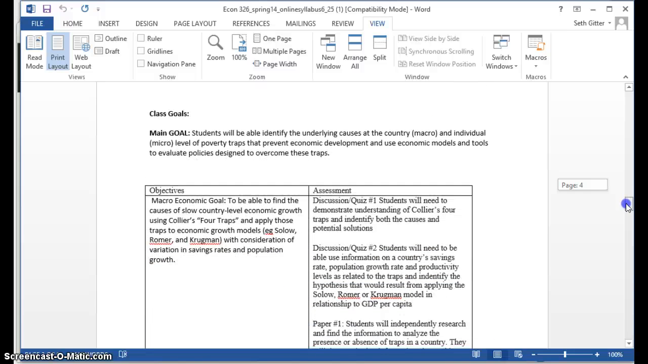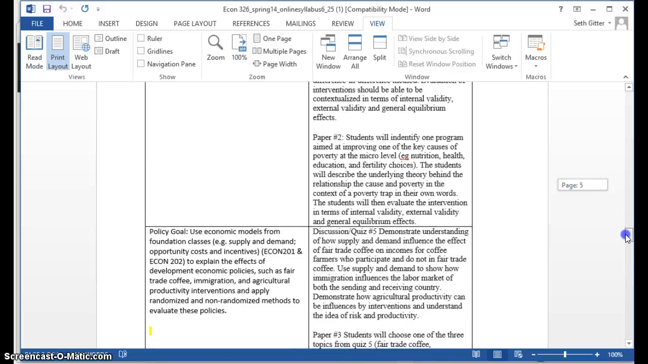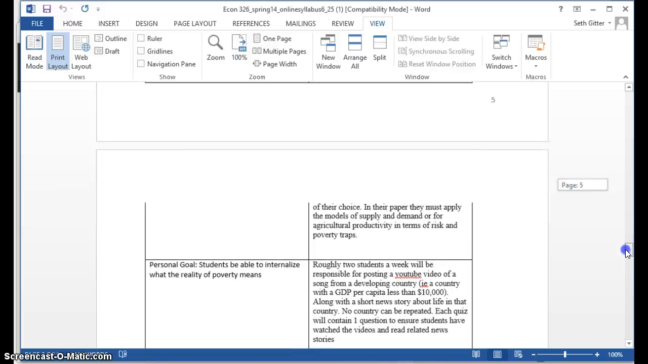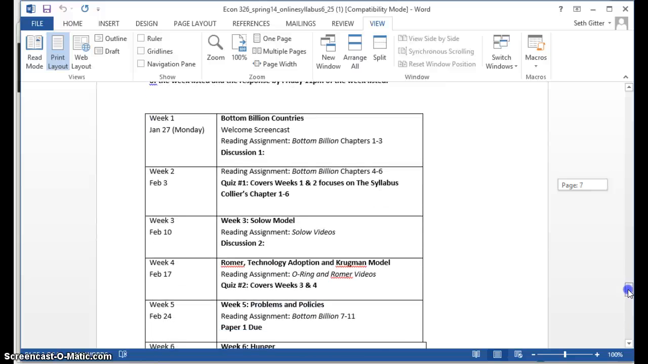I wrote out some very detailed goals for the class. I want you to read through them. They will tell you what you need to know for this class. If you know those things, you will do well in the class. There's also an outline that can give you an idea of what we're going to do.